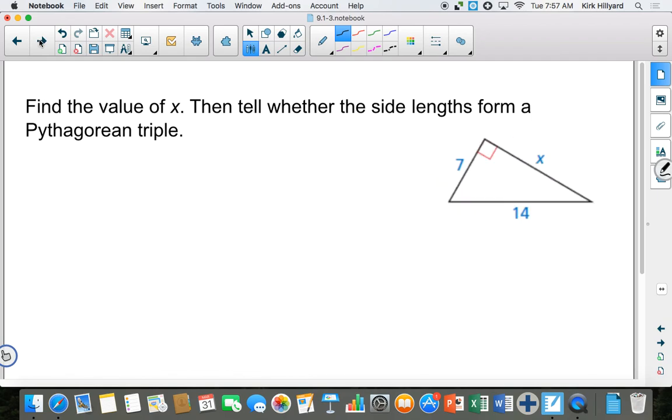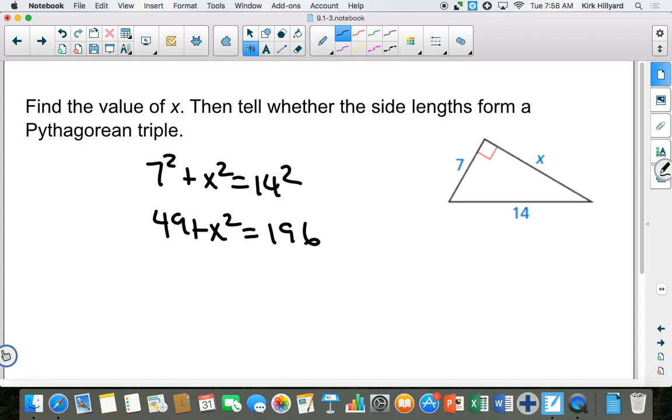Here's another problem. Now we're solving for one of the legs. So we have 7 squared plus x squared equals 14 squared. 49 plus x squared equals... 14 squared is 196. So then we subtract 49. Oh, I did subtract 49, never mind. 147. Is that what you got?